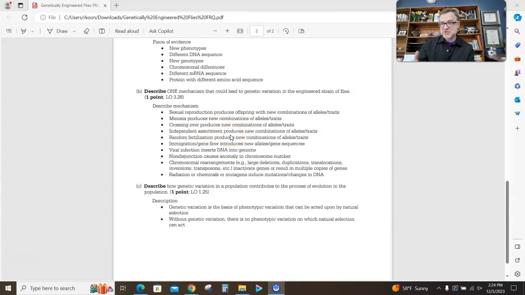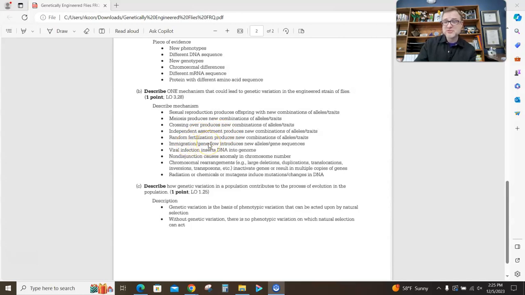You could also just say a general term that sexual reproduction produces offspring with new combos of traits, or that meiosis does that. You don't have to give a specific example. But crossing over, independent assortment are products of meiosis. So after meiosis, a third thing that gives you genetic variation is random fertilization, that multiple different sperm could fertilize the egg, and that's random. You could also say things like, gosh, look at the rubric.